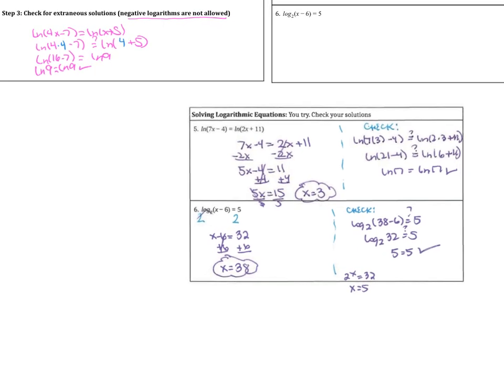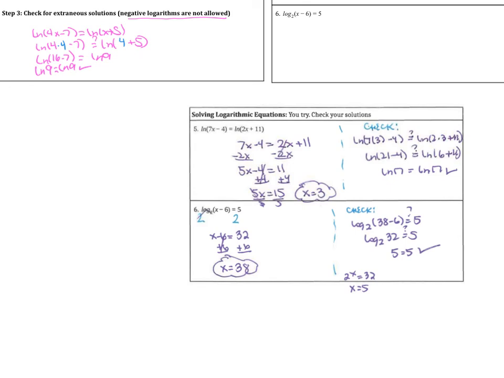So trying this out, number 5, you should have gotten x equals 3. You just set the 7x minus 4 equal to 2x plus 11. We're using the property of equality for log equations. That's why we can set them equal to each other. Then you solve for x equals 3. When you plug it in, natural log of 17 does equal natural log of 17.